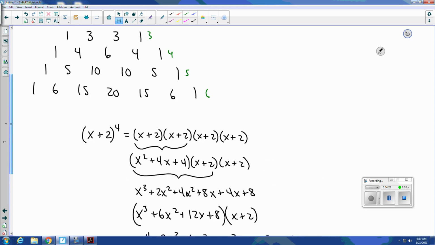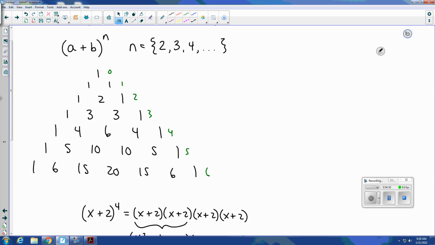Let's jump back to Pascal's triangle to show how we can expand x plus 2 to the 4th in only 2 lines. So we see that the binomial comes in the form a plus b to the n. So the first thing you want to be able to do is identify what a, b, and n are. Okay? So a standard form binomial, a plus b to the n. Standard form binomial expansion problem, I should say.